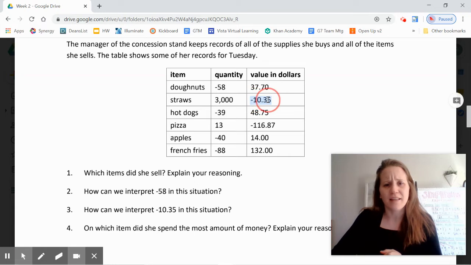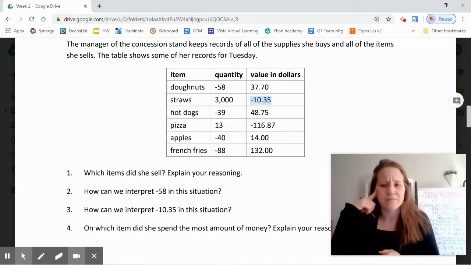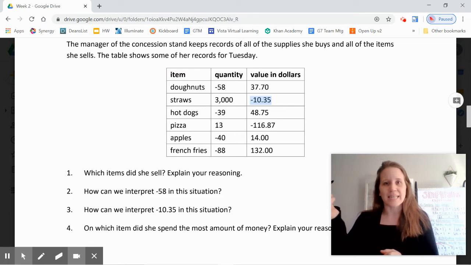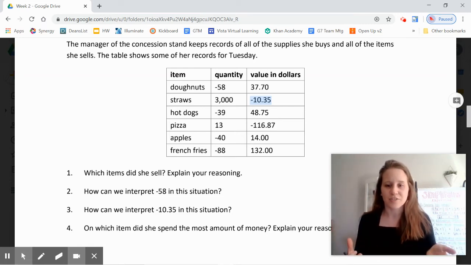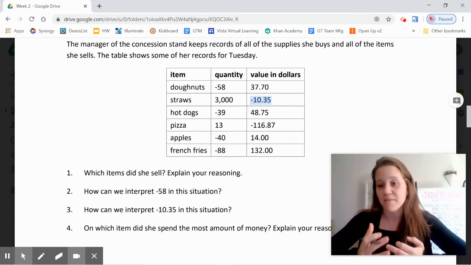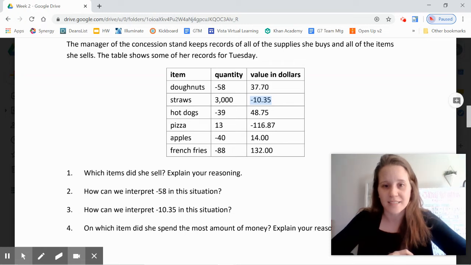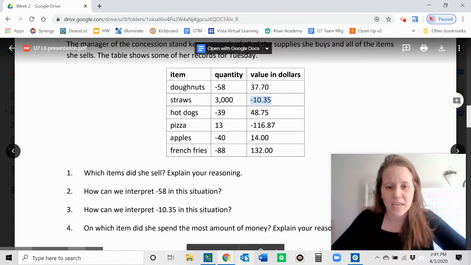And then why is the value negative, do you think? The value is negative because in order for me to get 3,000 straws for my concession stand, I had to buy them, right? It's a cost of doing business. So in order to get those 3,000 straws, I had to give away $10.35 of my revenue for my concession stand. Okay, so I'm going to show my answer one more time.